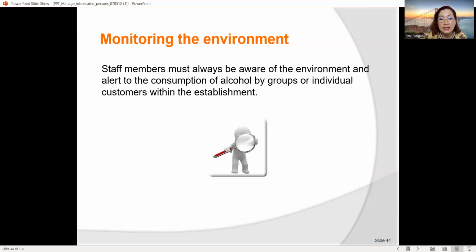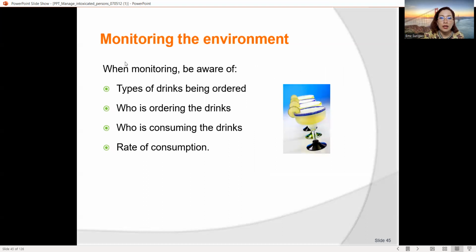Monitoring the environment. Staff members must always be aware of the environment and alert to the consumption of alcohol by groups or individual customers within the establishment. So you need to count every detail, like how many drinks have been ordered by a particular group or the individual. When monitoring, be aware of the type of drinks being ordered, who is ordering the drinks, who is consuming the drinks, and the rate of consumption. You need to consider it.